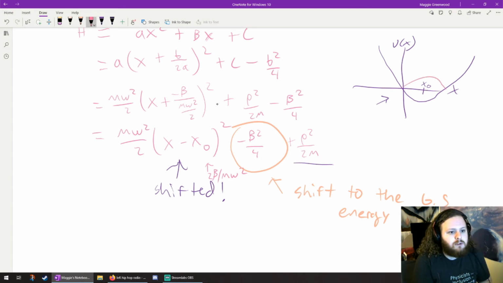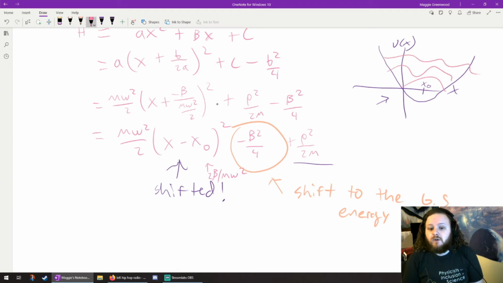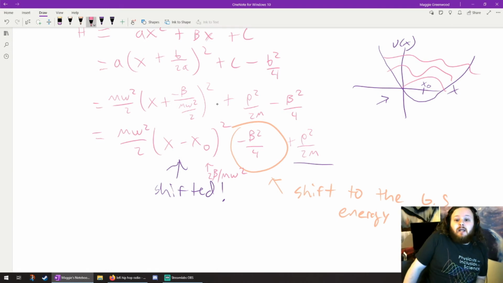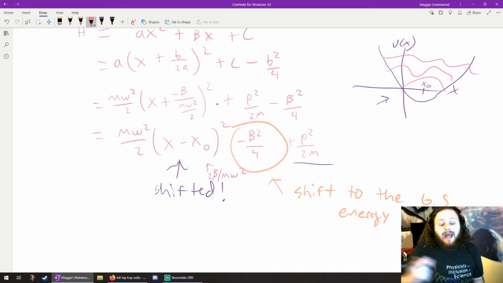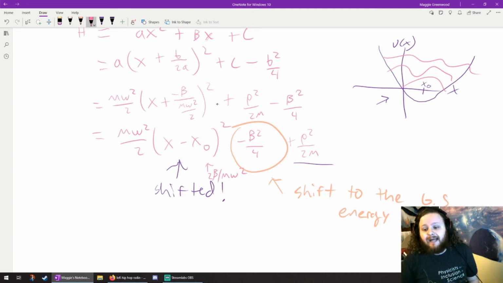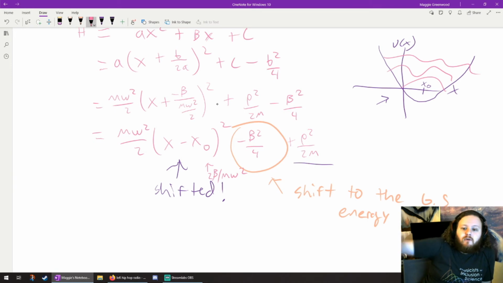Those pictures, those things are still going to fit nicely. You're still going to have the same types of wave functions. The difference now is that the center of your harmonic oscillator is now at x naught rather than being at zero. So to me, you're going to have the same ground state wave function. It's just going to be shifted over by x naught. That's kind of it.